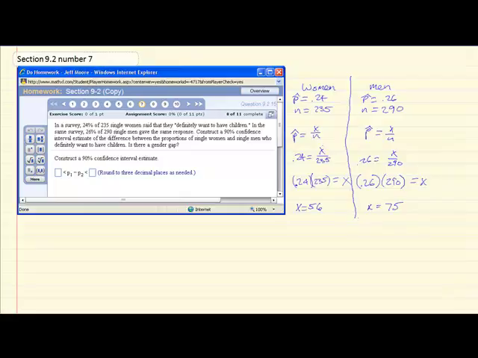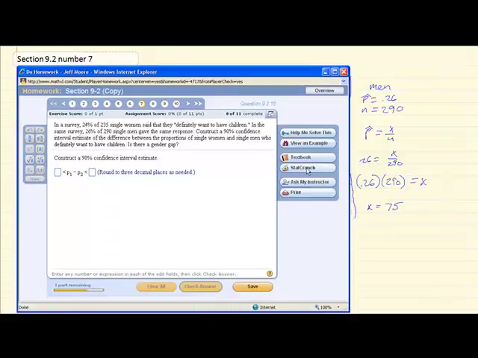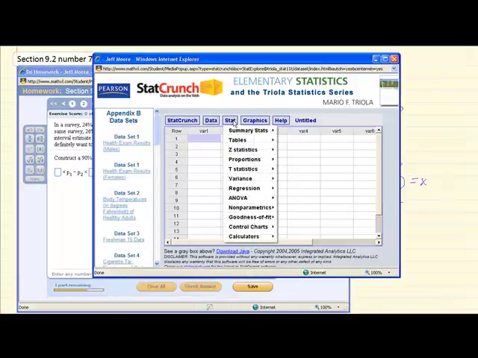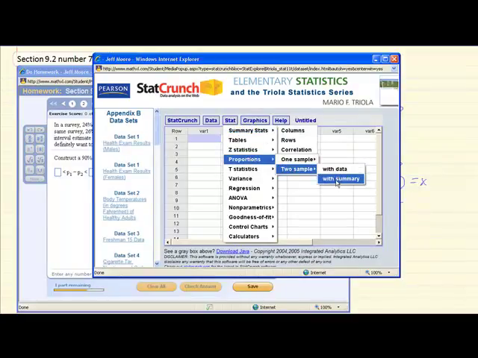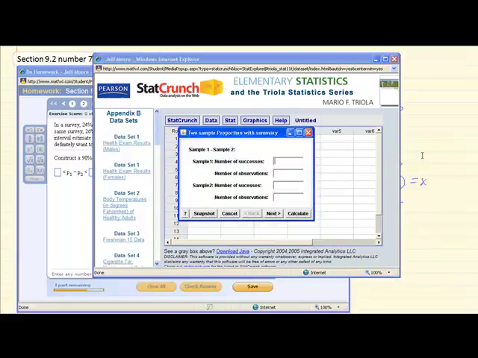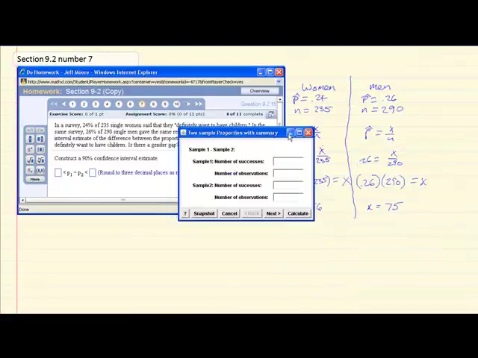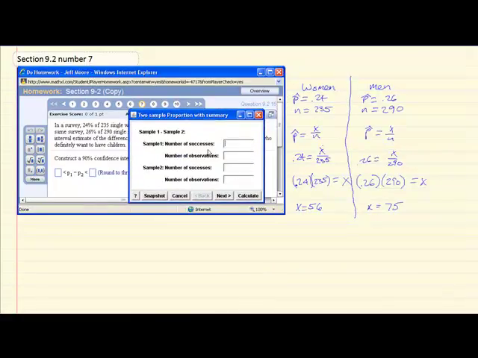So the next thing we want to do is hit StatCrunch and hit Stat, Proportions, Two Sample, With Summary. Now we're going to plug in this information that we found here. For sample 1, we've got 56 as the number of successes and 235 observations. For sample 2, we've got 75 as our number of successes out of 290 observations.